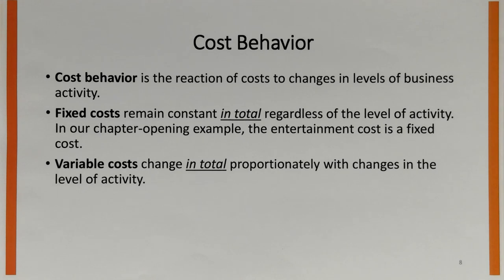Variable costs change in total proportionately with changes in the level of activity. A good example of this would be the gasoline for your car. The more miles you drive, the higher the total cost will be for the gasoline. So the cost of gasoline increases as the activity or number of miles increase.